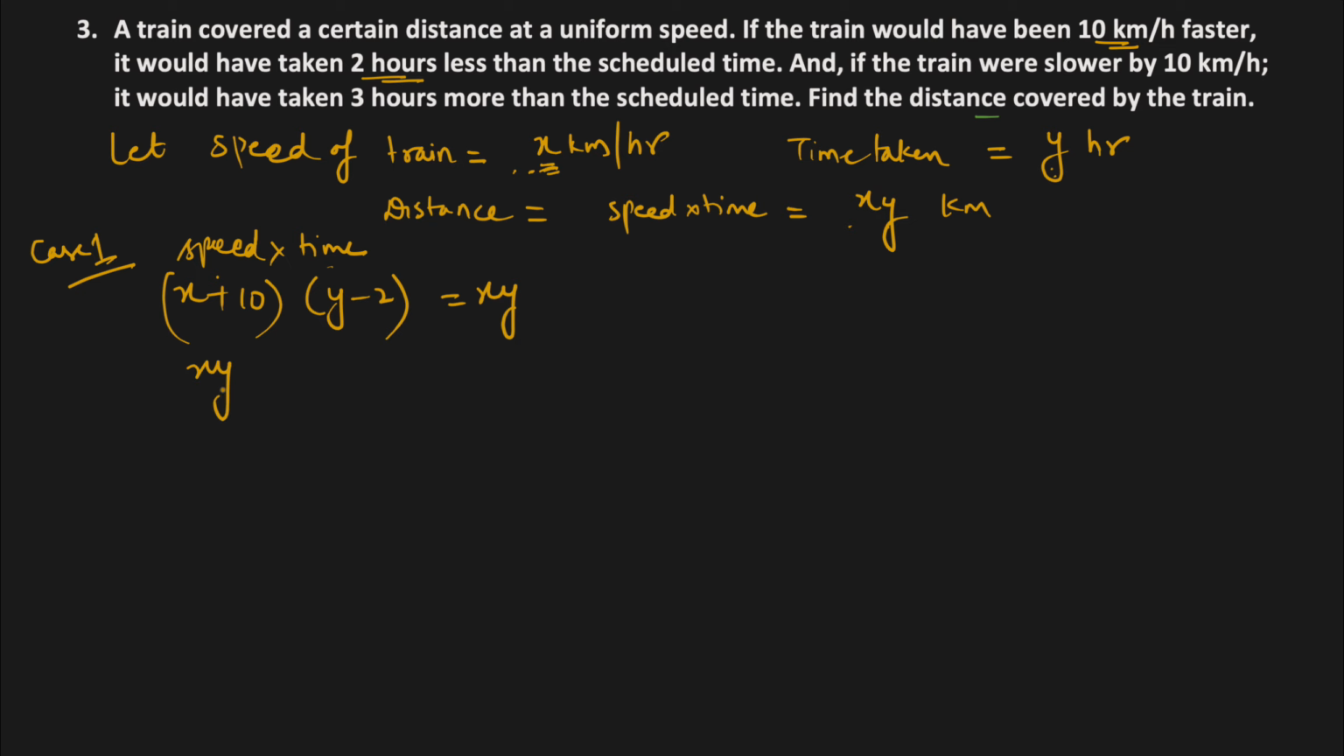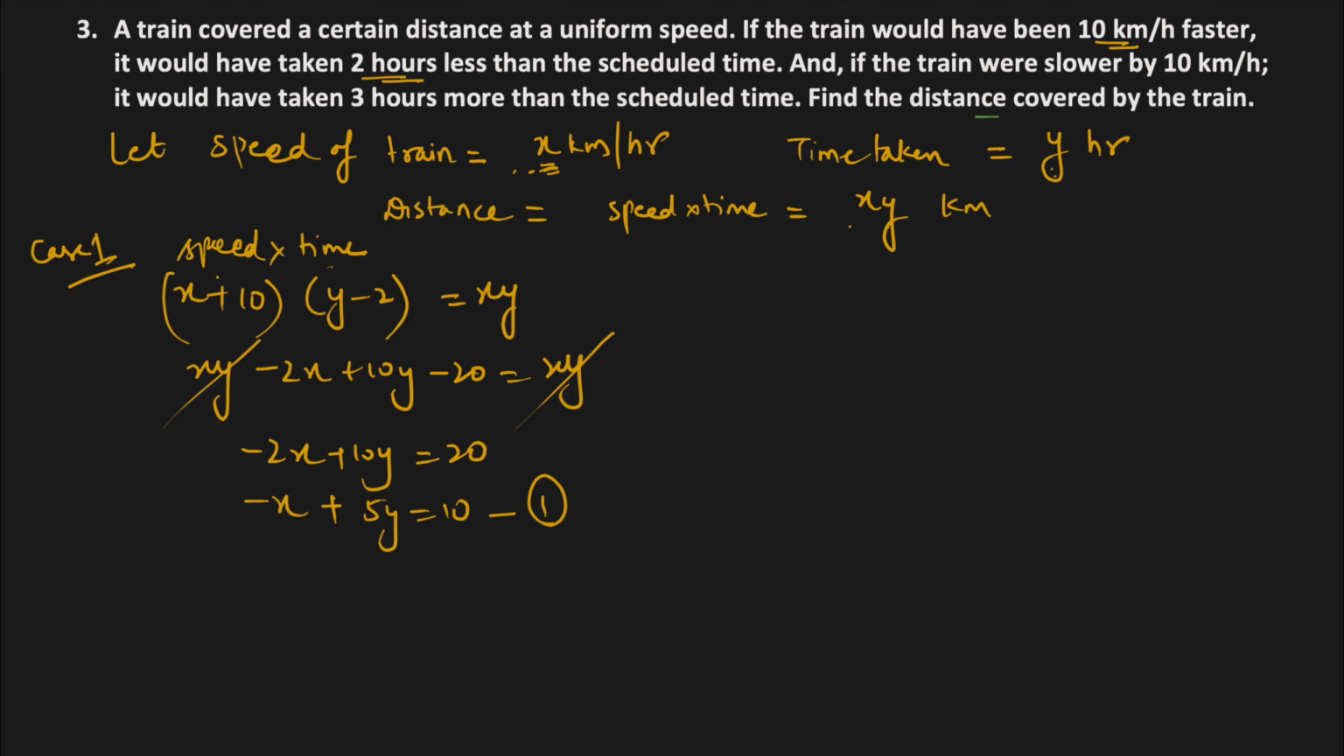What you will get, xy minus 2x plus 10y minus 20 is xy. xy cancels out, तो ये क्या बन जाएगा आपका, minus 2x plus 10y is 20. Divide the whole equation by 2, तो आपके पास आ जाएगा minus x plus 5y is 10. This will be your first equation. Okay, let's go to case 2 now.